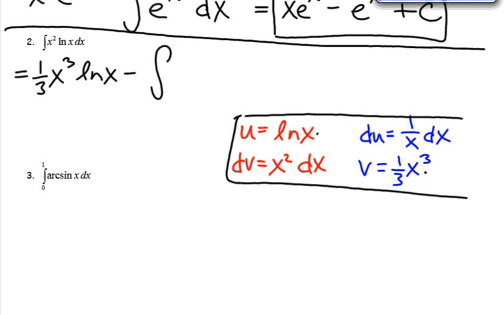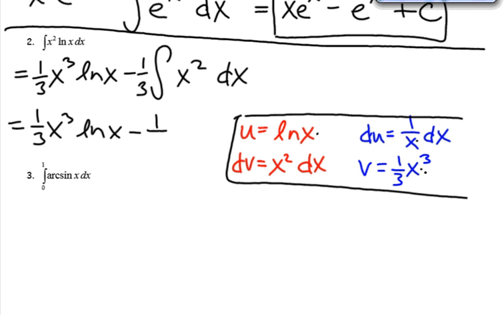I'm going to go ahead and simplify that. I'm going to take the 1/3 outside, and then if I have x cubed times 1 over x, that would really simplify down to be x squared dx, which obviously is very easy to integrate. So my final answer would be 1/3 x cubed natural log of x minus 1/3 times the integral of x squared, which is also 1/3 x cubed. So this will end up being 1/9 x cubed plus c.